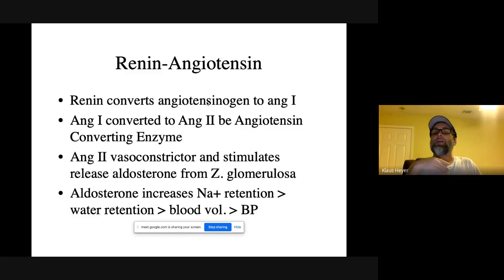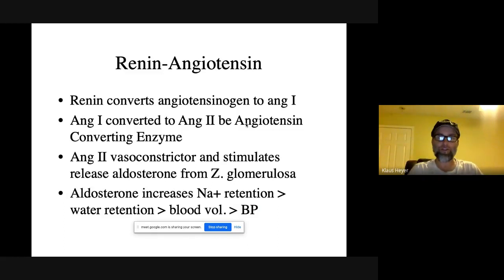So renin converts angiotensinogen to angiotensin 1. Angiotensin 1 is now in your blood, and it's flowing around your body. And somewhere in a few different places, but primarily around your pulmonary capillaries, that angiotensin 1 gets converted to angiotensin 2, as I've written here, by angiotensin converting enzyme. That enzyme converts angiotensin 1 to angiotensin 2.